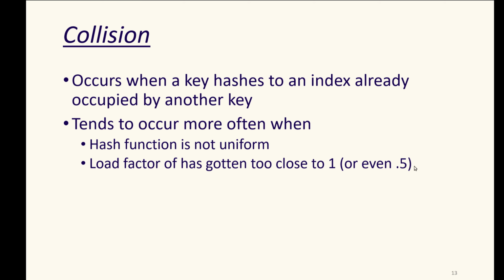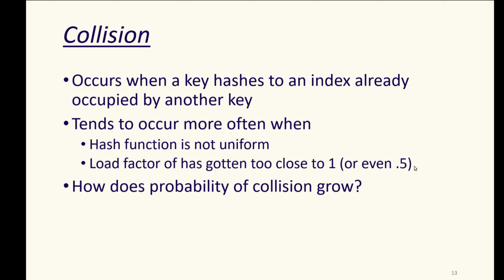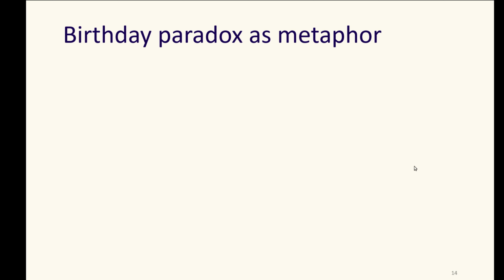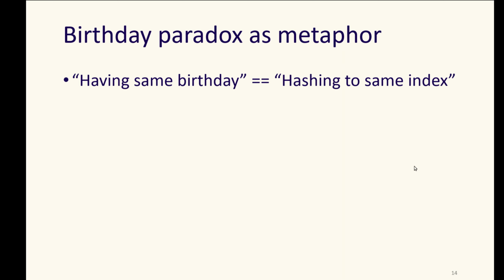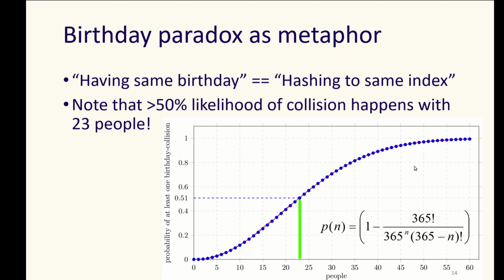So we can look a little bit at how the probability of the collision could grow. Here's a metaphor for it. If we said for people that we just used their birthday as the hash, then having the same birthday would mean hashing to the same index, let's say. So among people, it only takes about 23 people in a group for us to have a greater than 50% chance that 2 of them will have the same birthday. And the more people you add to your data structure, the more likely it is you'll have collisions like this.